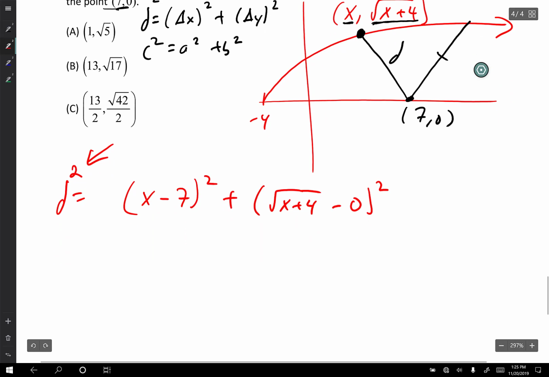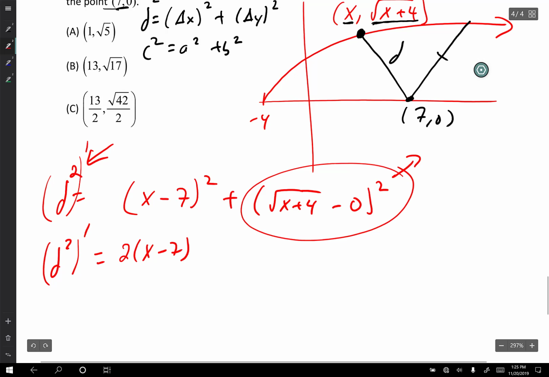Okay, here we go. I'm taking the derivative of this guy. So the derivative of d squared, if you want to do chain rule here, it's a simple chain rule. 2 times (x minus 7) times 1. And then remember, this is being squared, so before I take the derivative, that is just x plus 4, and the derivative of x plus 4 is just 1. It becomes so much simpler without the square root in there. And now I'm going to set this sucker equal to 0.